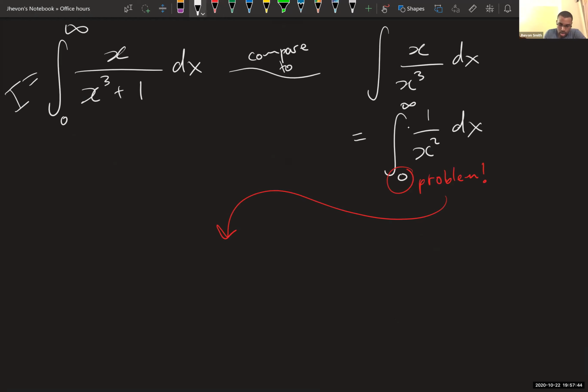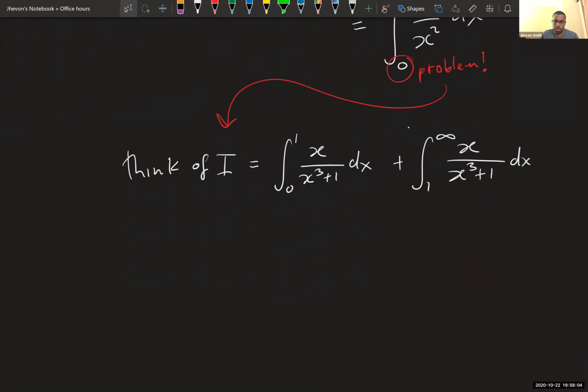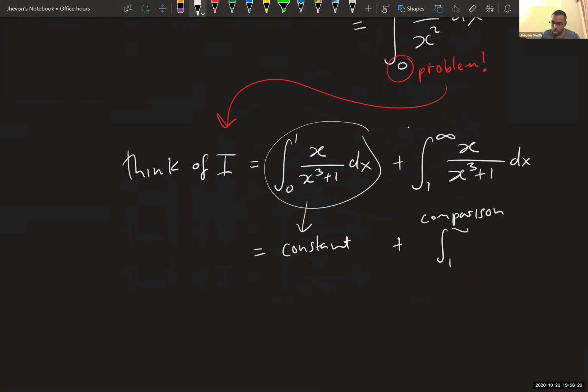So to fix that, we think of I in two parts. Just integrate from 0 to 1, and then integrate from 1 to infinity. The argument is, the first part is just a number, so it's just a constant. And then this second integral I would compare to the integral from 1 to infinity of 1 over x squared, because I have a theorem that tells me how that behaves.